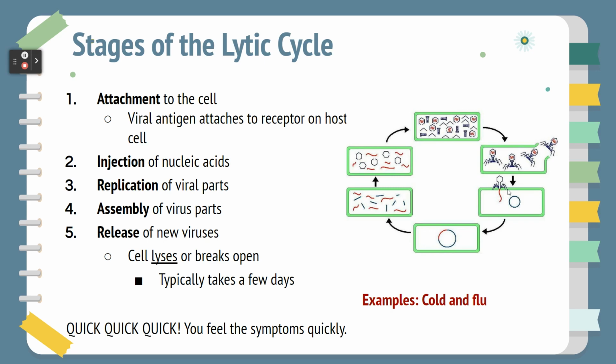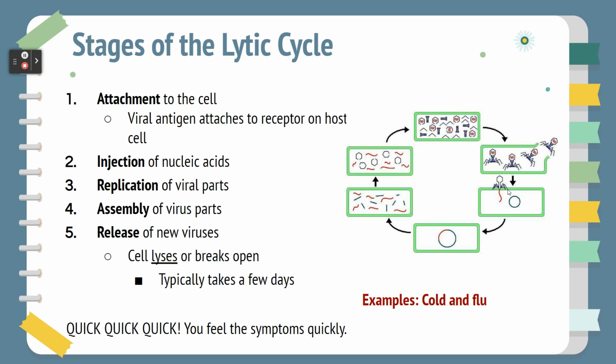And number 5 is release of new viruses. The host cell eventually becomes overwhelmed and bursts open. That's what that word lyse means. It's going to burst open due to the sheer number of virus particles that are produced. This event releases multiple viruses, which then go on to infect other cells, perpetuating this cycle. It's going to start all over again with a new cell from those new viruses.